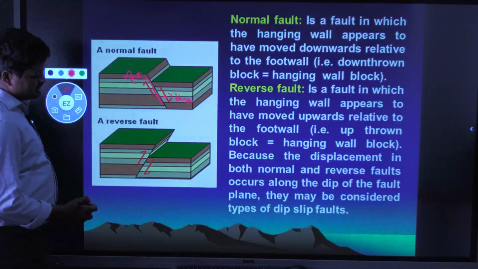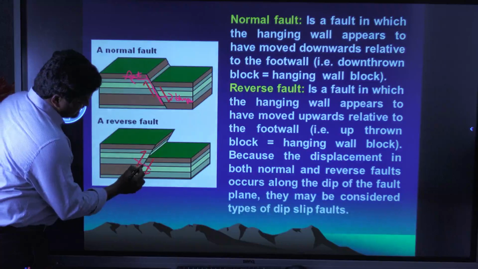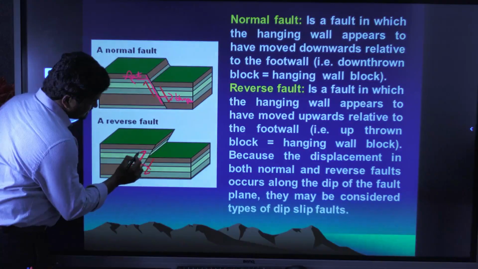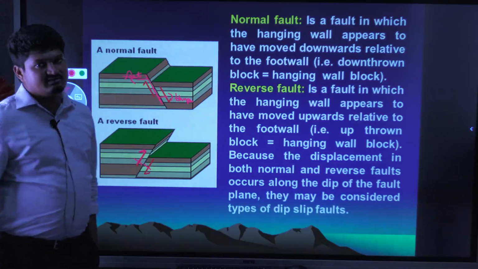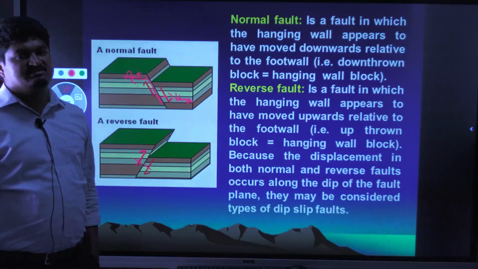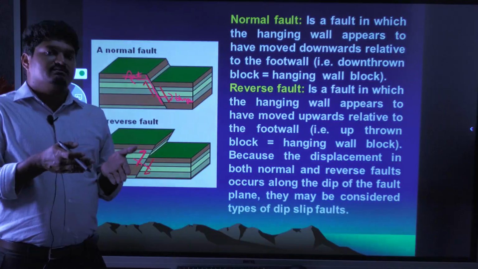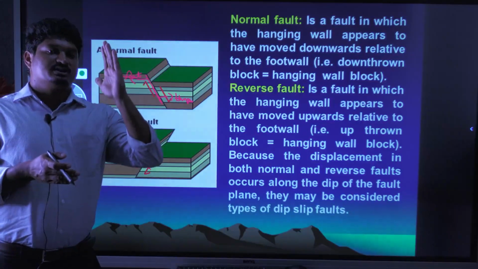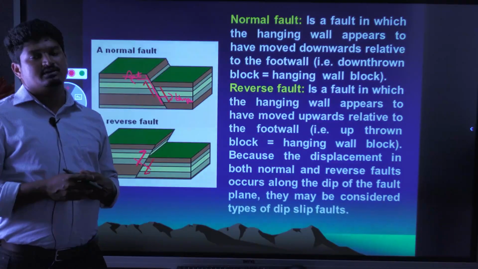In a similar scenario, this is the footwall and this is the hanging wall. If the footwall moves relatively upward, we call it a reverse fault. So the normal fault and reverse fault are vice versa. When the footwall, with respect to the hanging wall, moves upward, we call it a reverse fault, and when the hanging wall moves relatively downward, we call it a normal fault.